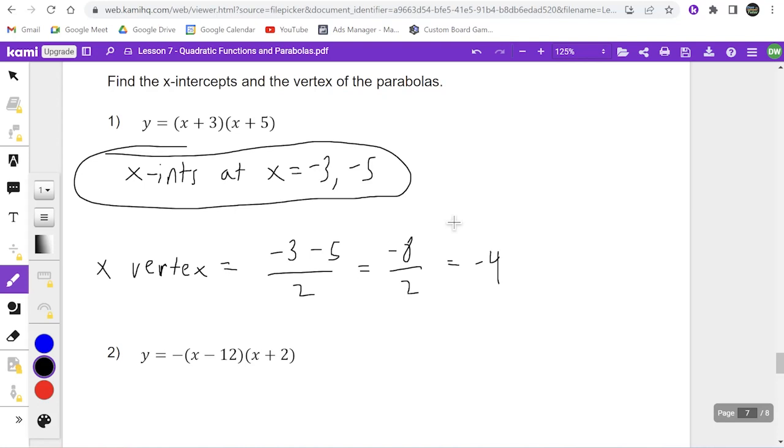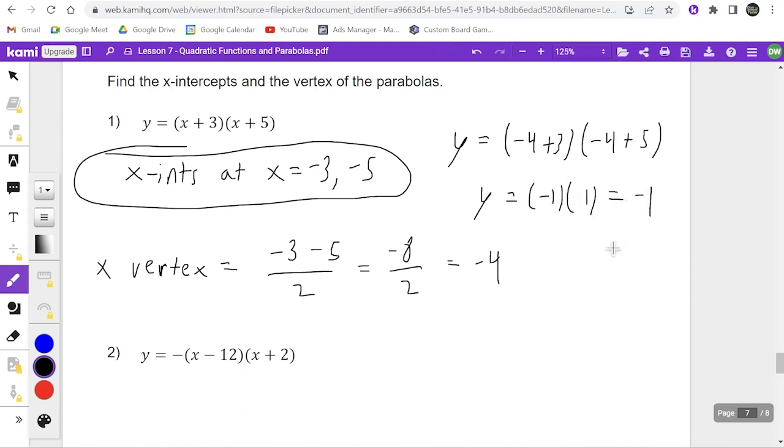And now if you want to find the y value, well, you just plug in negative 4 here. So y equals negative 4 plus 3 times negative 4 plus 5. And you're going to get negative 1 times positive 1. You're going to get negative 1 as your answer for the y. So in other words, the answer for the vertex is going to be at negative 4, comma negative 1. And there we go. There's our answer. Any questions on that one?